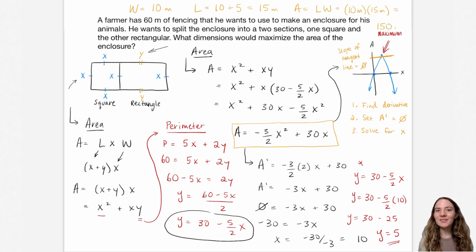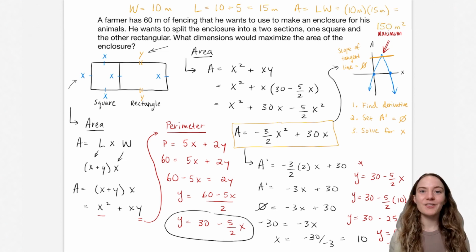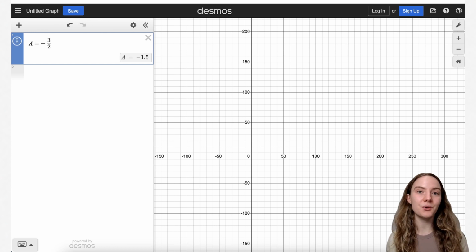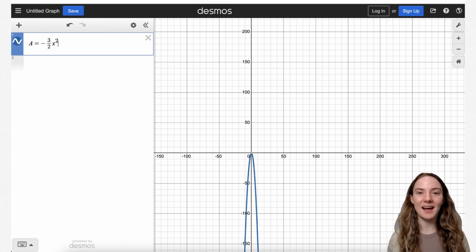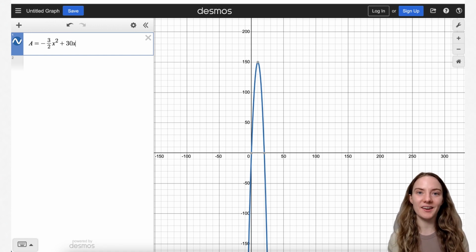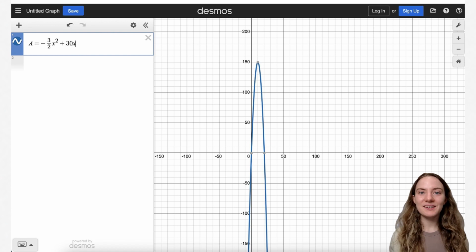And now I actually want to prove this to you. So let's take the equation that we found for the area. So A is equal to negative 3 over 2 x squared plus 30x. And let's plug this into a graphing calculator. You can see that I'm using Desmos. And when we plot this in Desmos, we get this quadratic.